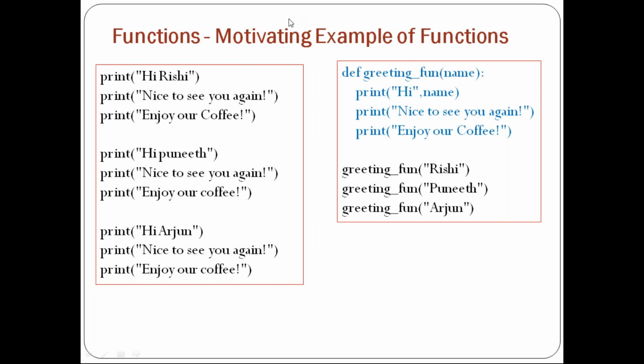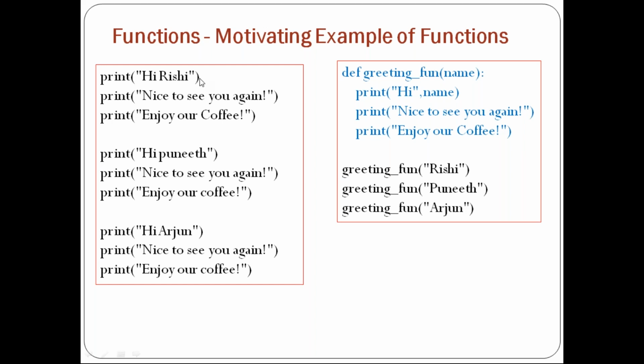So instead of writing such lengthy code, we can have a function which takes the name of the friend, the name of the guest, and prints the greeting messages. See here, this is my function, def greeting_fun, and it takes the name of the guest as an argument. Then it prints the guest name, nice to see you again, and enjoy your coffee. In order to greet Rishi, I will call greeting_fun of Rishi, to greet Puneet, greeting_fun of Puneet, and to greet Arjun, greeting_fun of Arjun.